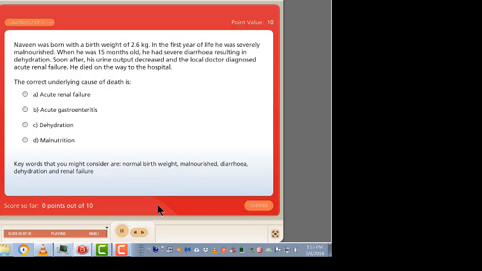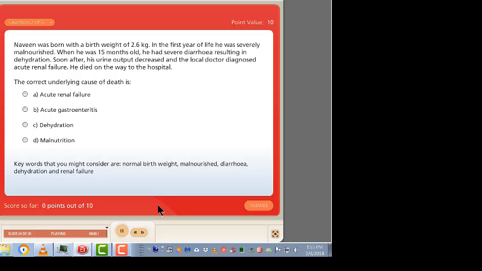Question 2. Naveen was born with a birth weight of 2.6 kg. In the first year of life, he was severely malnourished. When he was 15 months old, he had severe diarrhea resulting in dehydration. Soon after, his urine output decreased and the local doctor diagnosed acute renal failure. He died on the way to the hospital.